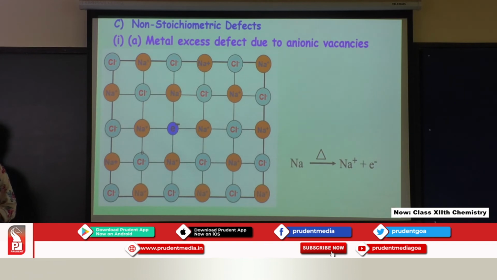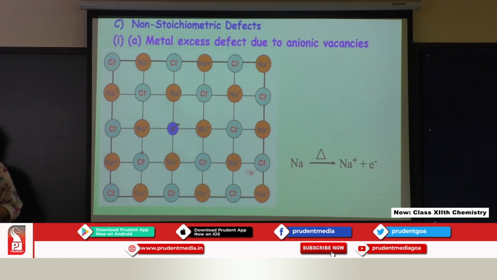We now come to non-stoichiometric defects. The first one is metal excess defect due to anionic vacancies. Shown here is a crystal of sodium chloride. This particular defect arises when sodium chloride crystals are heated in an atmosphere of sodium vapor. Thus, there will be an excess of sodium vapor outside the crystal, and this ionizes, giving sodium ions and electrons. The electron then moves into the crystal and replaces chloride ions.